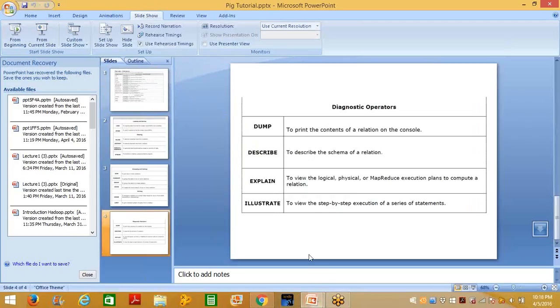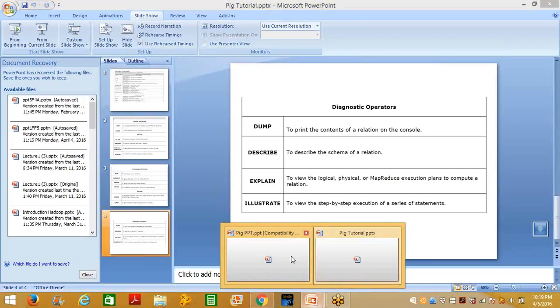So I hope Shashank, your doubts from yesterday's session have been clarified, right? With respect to join, group, co-group, and the data types. Okay. Yes, Ravi. Yeah.